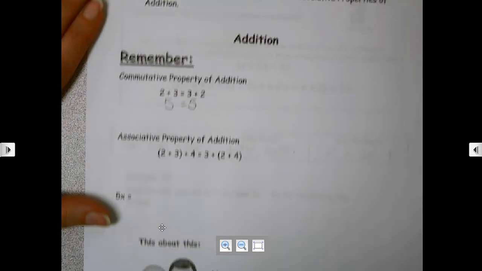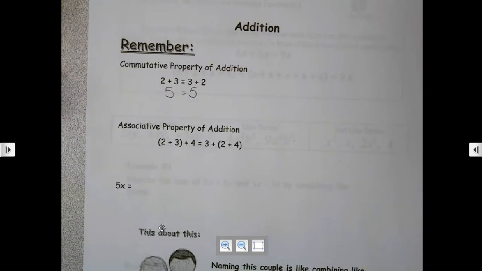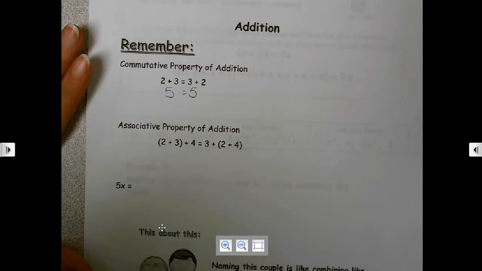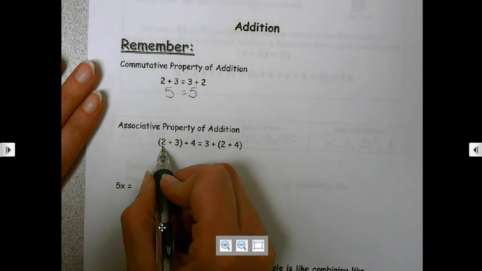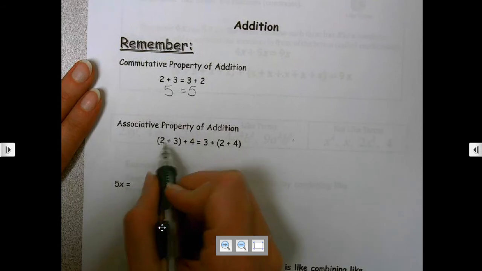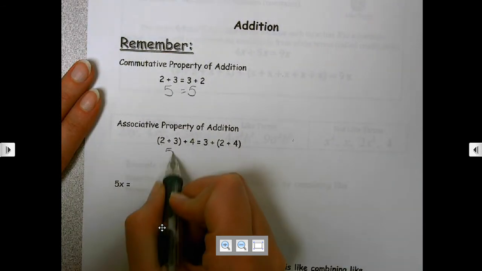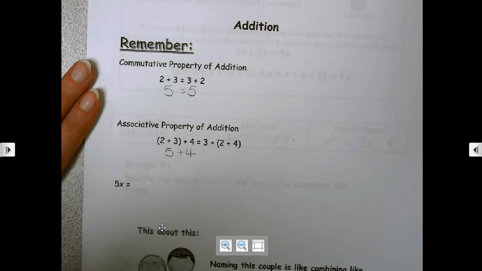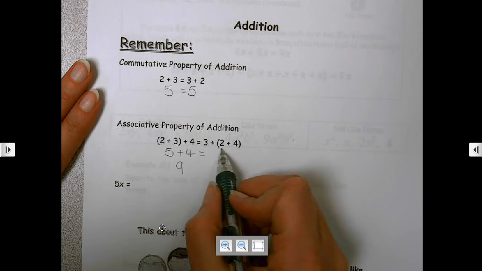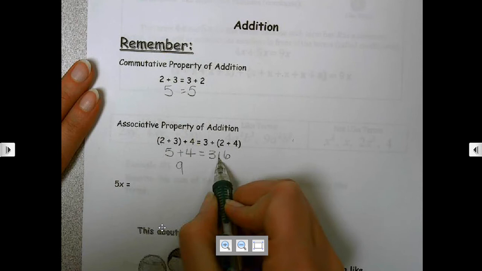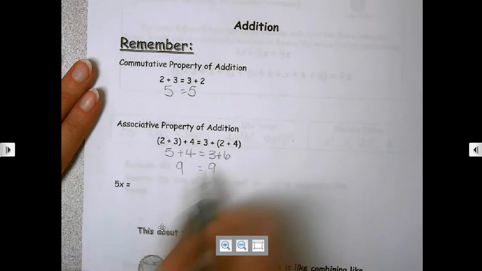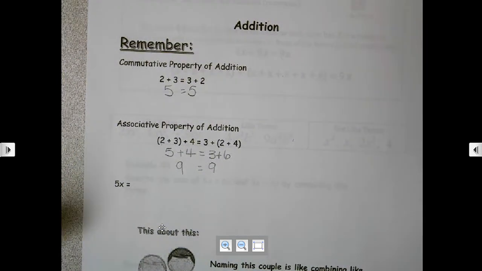The second property is the associative property of addition, which states that you can choose which group to solve first or simplify first. For example, on the left, we have parentheses, 2 plus 3 equals 5. If we bring down our 4, 5 plus 4 is 9. On the right side of the equation, we would start off with the parentheses 2 plus 4, which would get us 6. Bring down the 3, and 3 plus 6 is 9. The answer to the problem does not change.